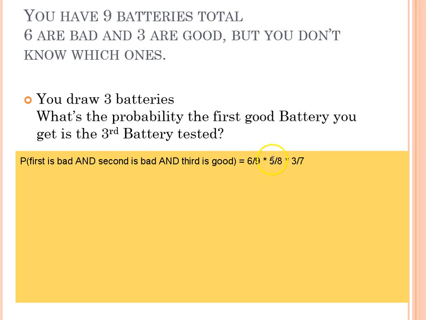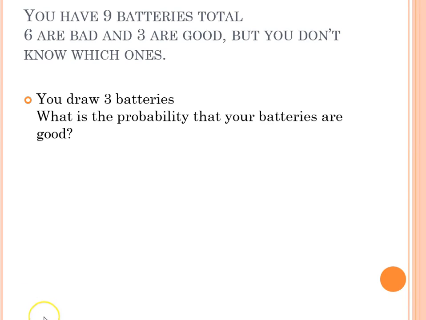And so we can simply multiply these together. That's what our general multiplication rule says. And when we do this, we get an answer of 0.179. So now you see the general multiplication rule, but let's try another problem just so you fully understand it. Again, we're drawing 3 batteries, but this time we want to know what's the probability that your batteries are all good.